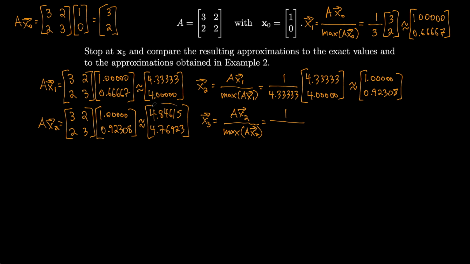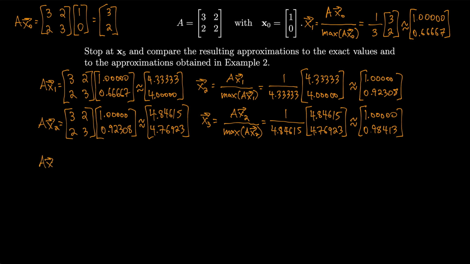Okay, let's see, max is right over there, so that's 1 over 4.84615 times 4.84615, 4.76923, and we get 1.00000, 0.98413.